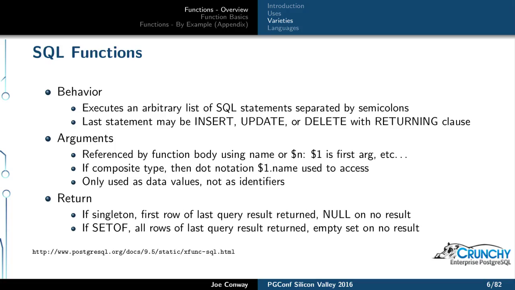If the return type is just a singleton, then you'll get just the first row of the last query. And if there is no result from that last query, you'll just get a null back. But if the function has been defined to return set of, which means potentially multiple rows, then it acts more like a set operator. You'll get all the rows from the last query, or you'll get an empty set if there are no rows. So there's kind of a subtle difference in behavior. Whereas if you've got a singleton return type, you're going to get a null if nothing's returned. But if you have a set of, you're going to get no record at all.